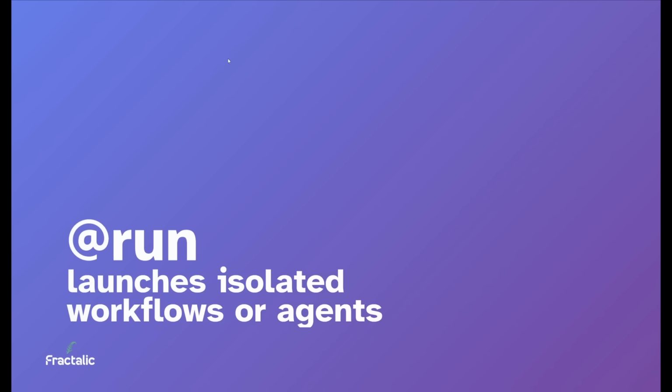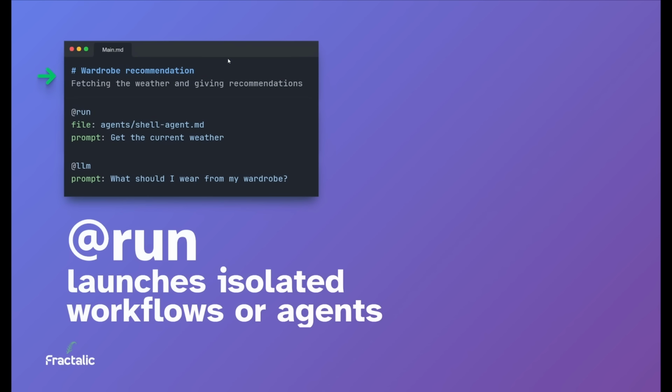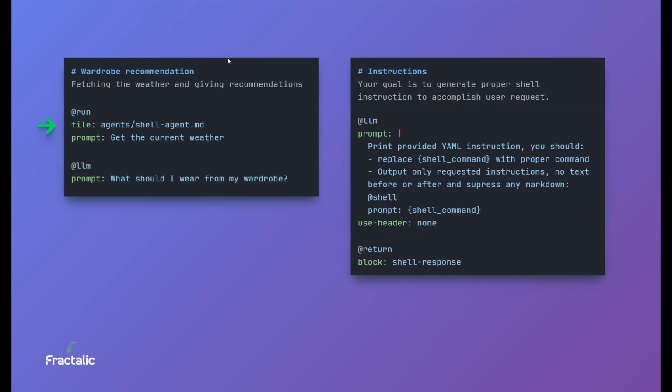One of Fractalic's most powerful features is the run operation, which launches separate workflows or agents in isolated execution contexts. Let me give you a brief example: a script to recommend clothing based on current weather. The run operation launches a module in a completely isolated context. The language model only sees content relevant to this specific execution.